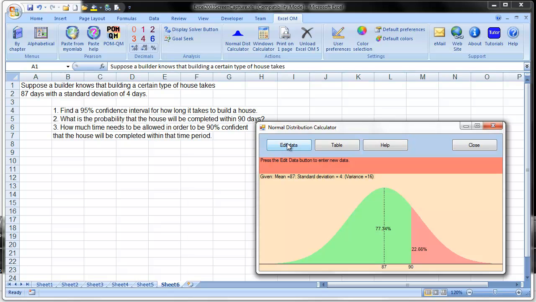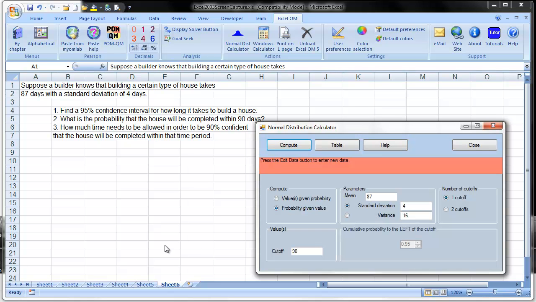Finally, our last example, so I'll go back to edit the data. How much time needs to be allowed in order to be 90% confident that the house will be completed within that time period? So again, we're given a probability, and we need to compute the value, the cutoff. Mean and standard deviation are the same. This is still one-tailed. The cutoff is irrelevant. It's grayed out. It's not what we're looking for. And we want the probability to the left of the curve to be 90 in this particular case. So 90 gets entered as 0.9. And now that that's in, we hit Compute.